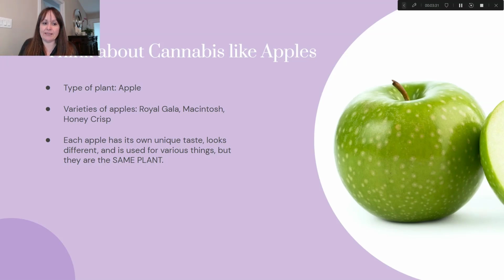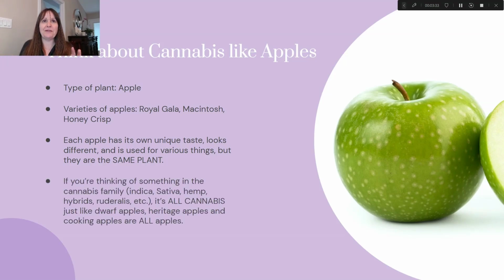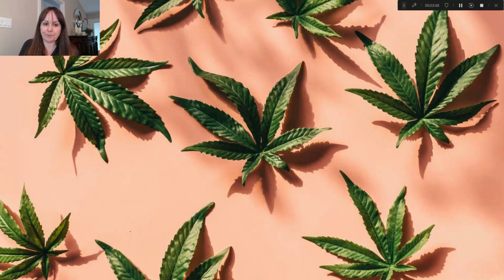They're all apple plants. So in the cannabis world, I want you to remember all the time that this comes back down to this: it's the same plant. If you're thinking about cannabis or hemp, same plant. Marijuana, same plant. Sativa, indica, hybrid, ruderalis, all the same plant. Just like how dwarf apples and heritage apples and cooking apples, they're all apples.